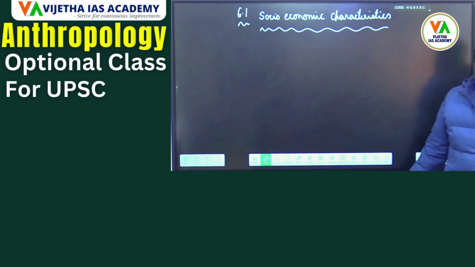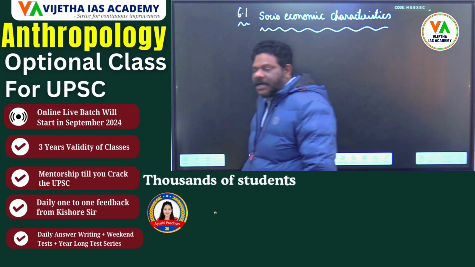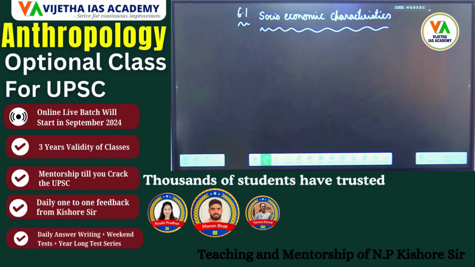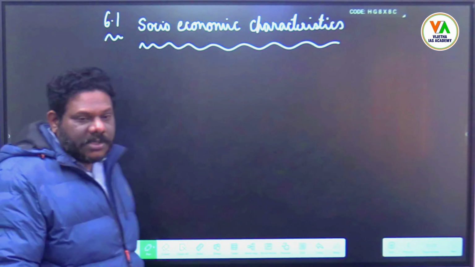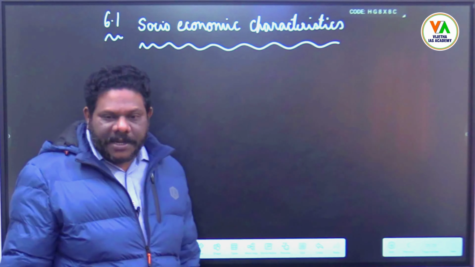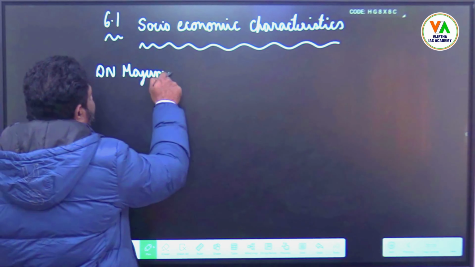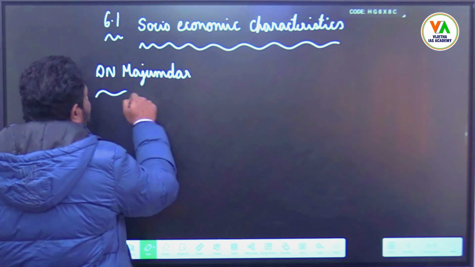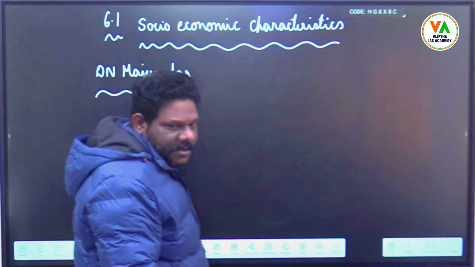Socio-economic characteristics, I think all throughout socio-cultural anthropology we have studied a number of aspects related to various tribes, not only in India but also elsewhere. Here we see the classification given by D. N. Majumdar. Based on technological advancement and activities, D. N. Majumdar classified the tribes of India into different categories. So please write: D. N. Majumdar has given a classification of tribes of India based on socio-economic characteristics and technological advancements.